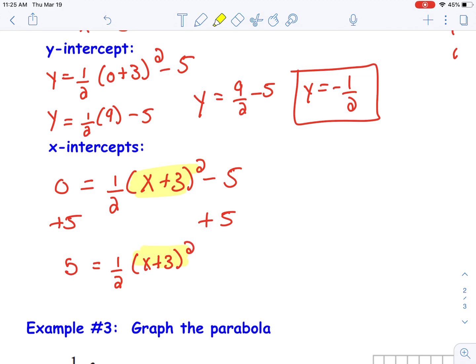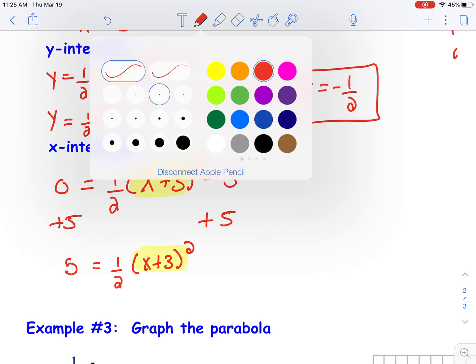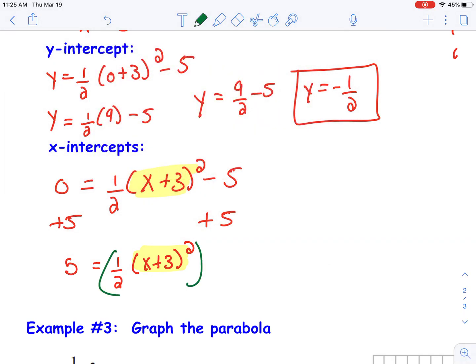Still trying to get this part by itself, so I need to get rid of that 1/2. The opposite of multiplying by 1/2 would be multiplying by 2. That'll cancel that 1/2 off. So I can multiply both sides by 2. So then I end up here with 10 equals (x plus 3) squared.